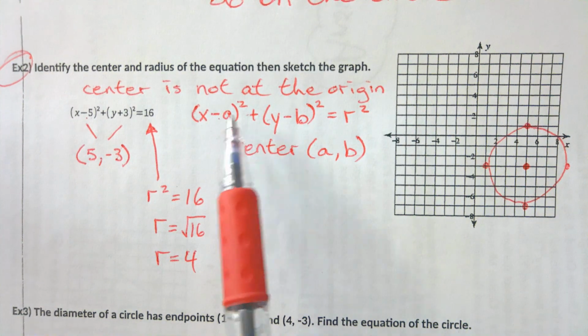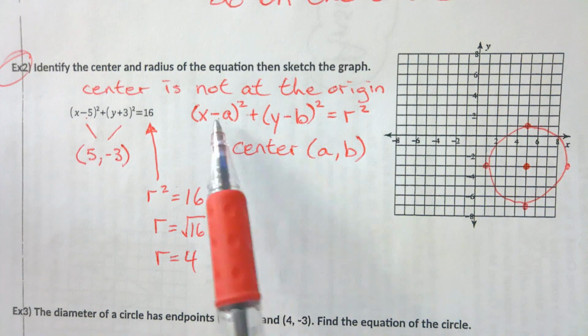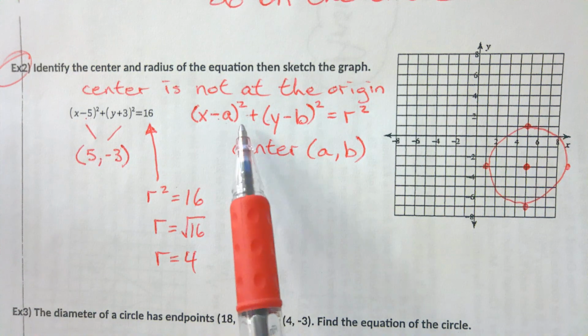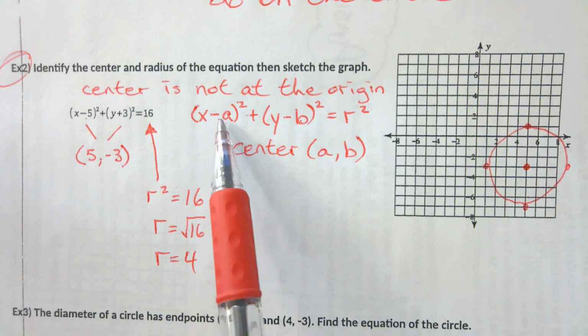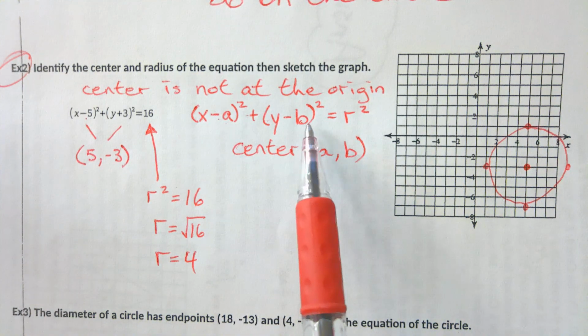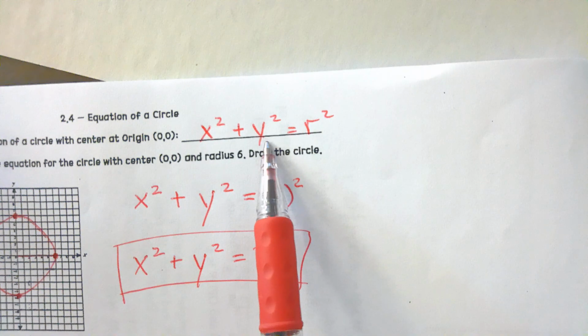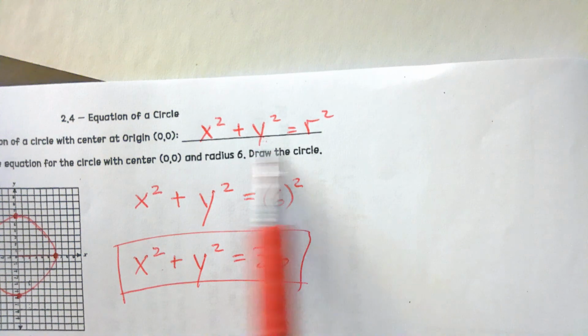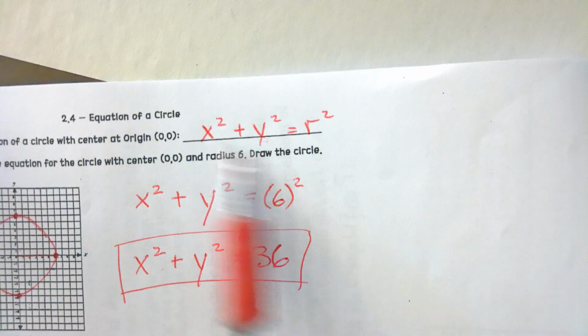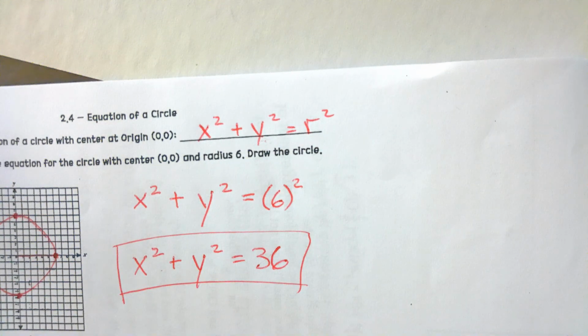What happens if a and b are 0? Yeah, and then how would your equation look? If a is 0, b is 0, yep. X squared plus y squared equals r squared. That's it. So see, that's why when the center is at the origin, you get this equation.